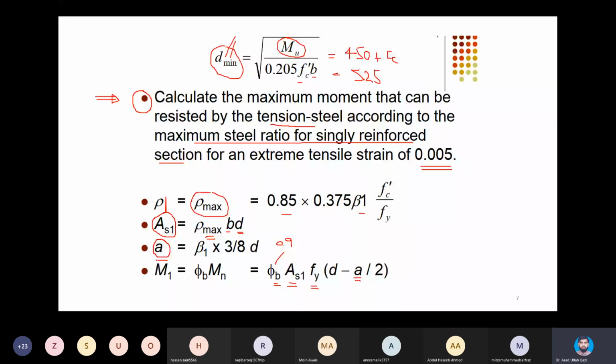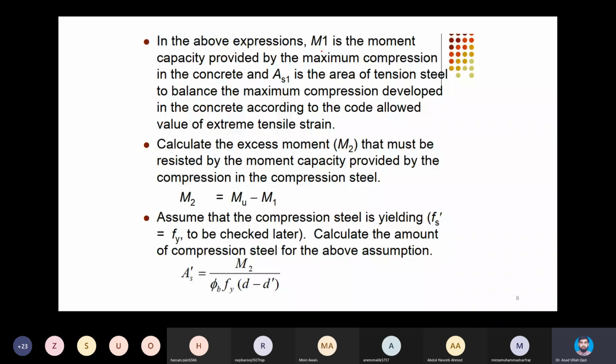So that M1 is actually based on AS1, and AS1 is based on rho max. Obviously this M1 will be less than your demand, which is MU, because if it were equal to MU, it would mean you have a singly beam capacity equal to your demand. Even though you reduce the D, it is impossible; M1 will definitely be some magnitude out of the total required.